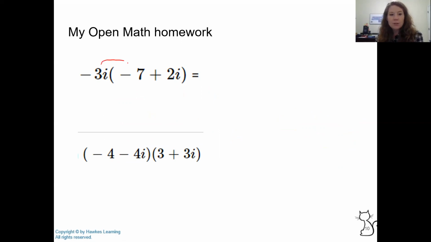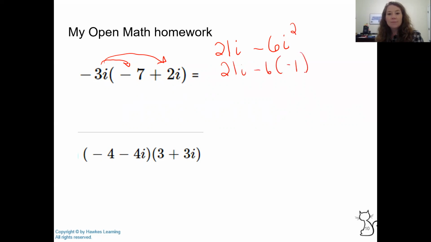All right, on MyOpenMath, I also saw this problem, both of these problems here. So we're going to use the distributive property. We multiply negative 3i times negative 7, and we get positive 21i. And then we get negative 3i times positive 2i. Well, negative 3 times positive 2 is negative 6, and i times i is i squared. So now the only thing we can simplify is i squared is negative 1. So negative 6 times negative 1 is 6. Positive 6 combined with positive 21i. They want it written in that form, a plus bi. So that's what we get.